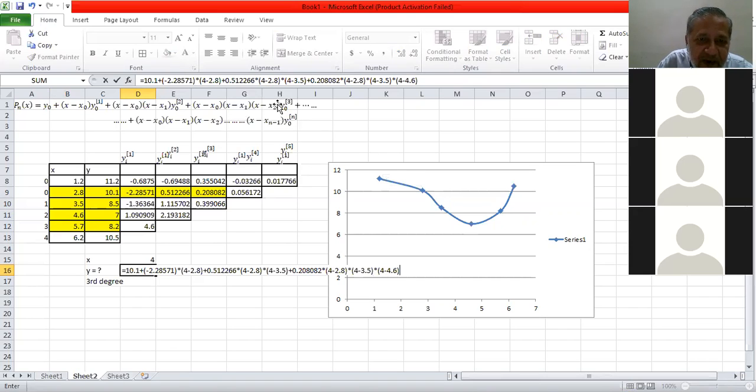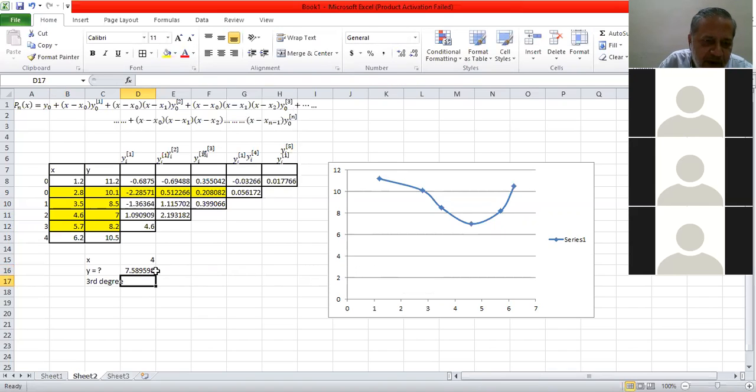This third degree term is now written. This is the third order divided differences, x minus x naught, x minus x1, x minus x2. The result is obtained to be 7.589, roughly 7.6. So देखें कि डेटा का ट्रेंड कैसा था.